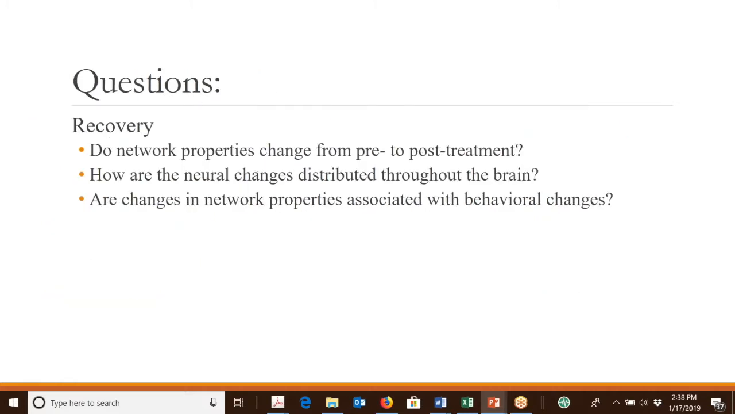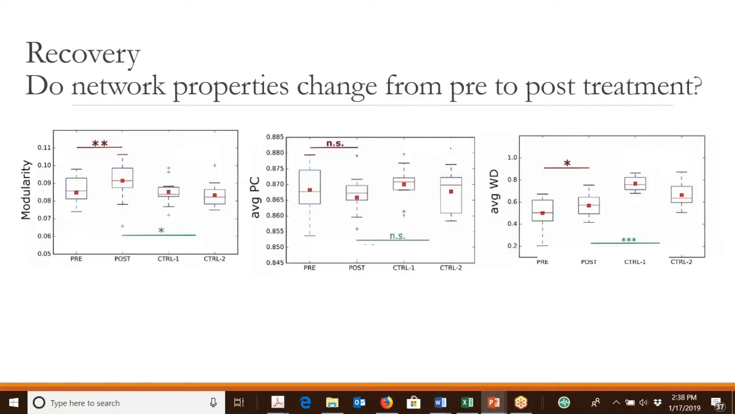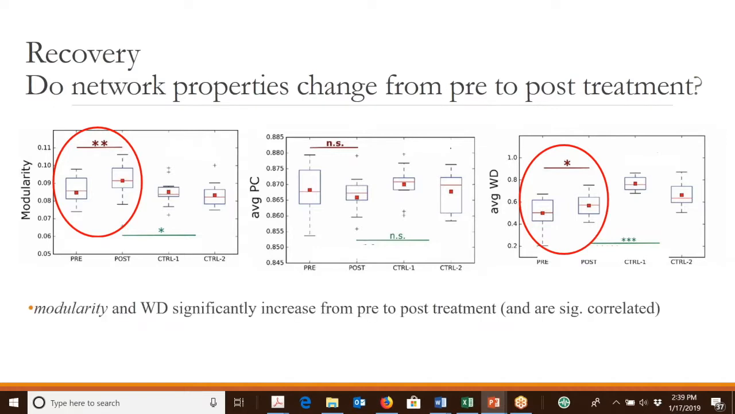So let's look at recovery. We have three questions here. Let's look at the first: do network properties change from pre to post treatment? Now we're looking at changes in network properties. We have the pre-treatment modularity, which we saw before, but now we also have the post-treatment modularity and the control group modularity. What we find is that, in fact, overall network modularity increases from pre to post-treatment, and WD also increases from pre to post-treatment. So you find increasing amounts of local integration within modules, which is driving this overall increase in modularity across the brain network.